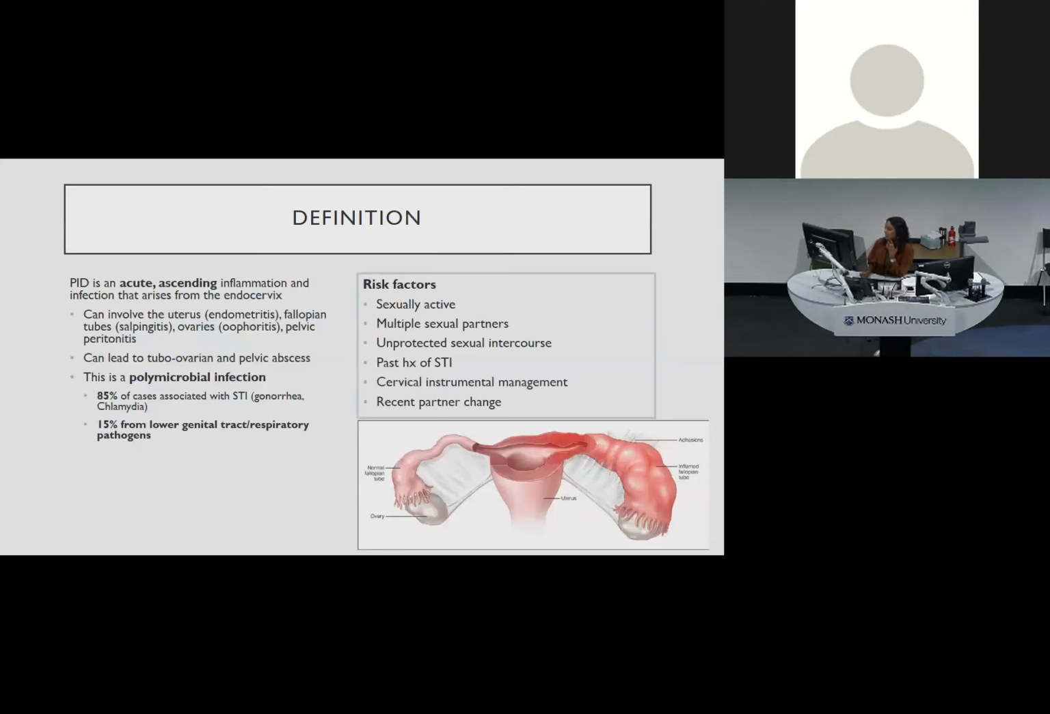Your risk factors would be being sexually active, having multiple sexual partners, a history of unprotected sex, past history of STIs, if there are partners who've had STIs, and if you've had an IUD inserted or instrumental management.